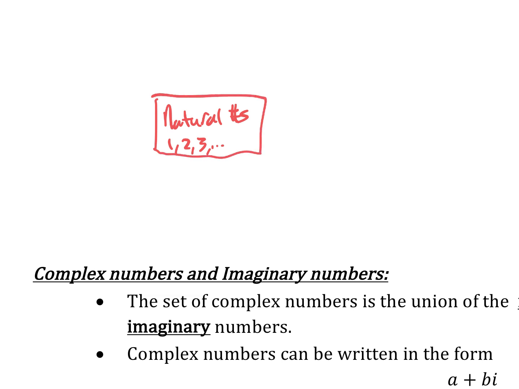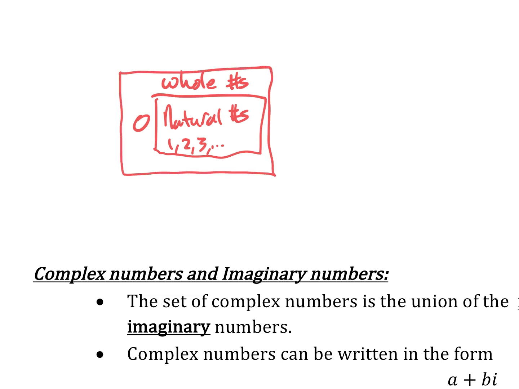And then when you got a little older, you learned about the whole numbers, which are just the natural numbers and the number 0. So we're going to make a little Venn diagram here, kind of. So the whole numbers include 0 and all the natural numbers.